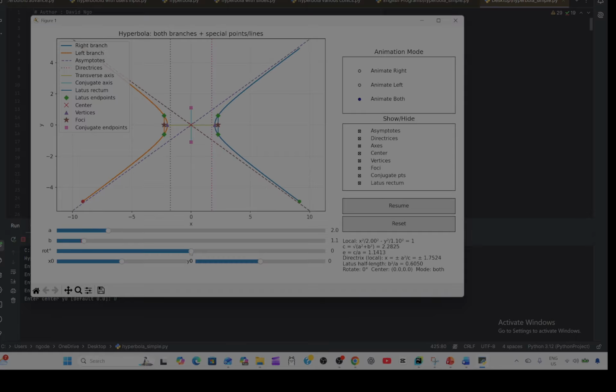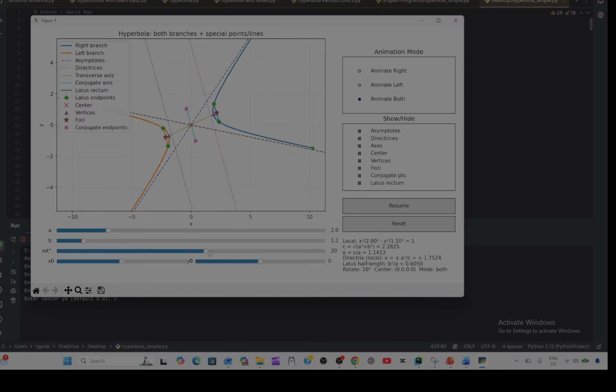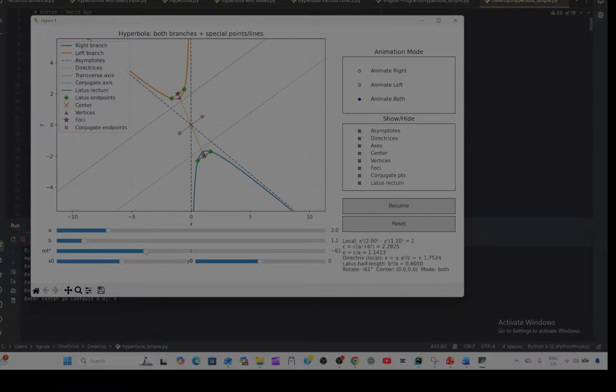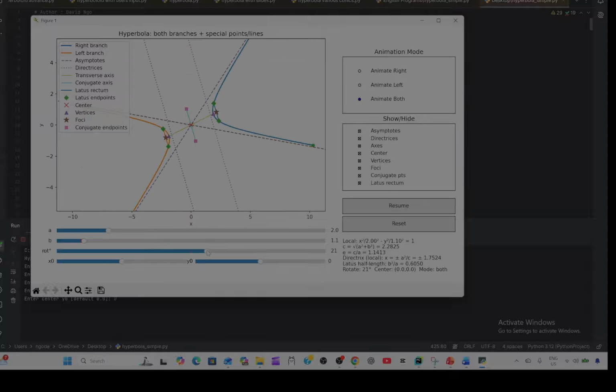With the rotation, you can rotate any angle you like. I put in 0 as the standard one, so it's easy to see. You can rotate to the negative side, or any way you like. When you rotate, everything changes. Rotate 21 degrees, so the center changes and so on.